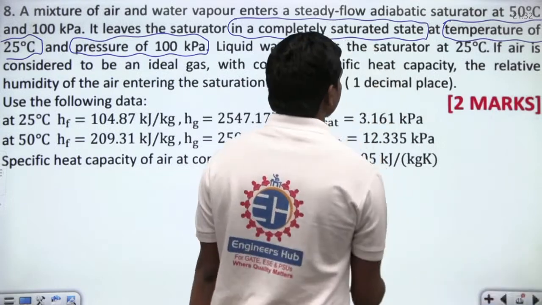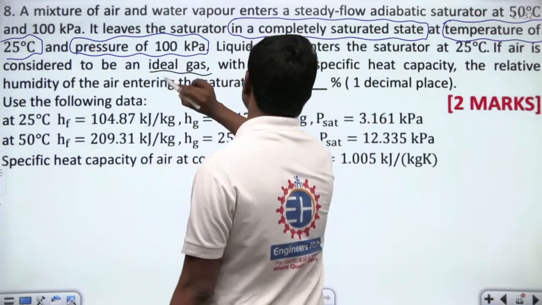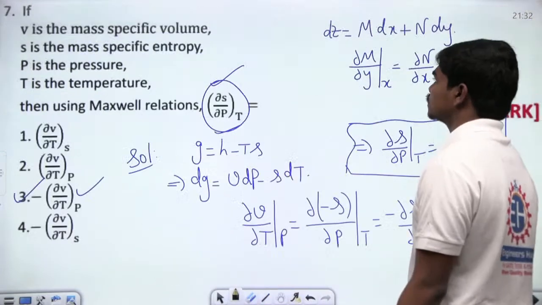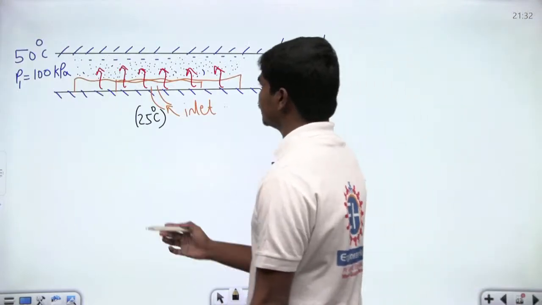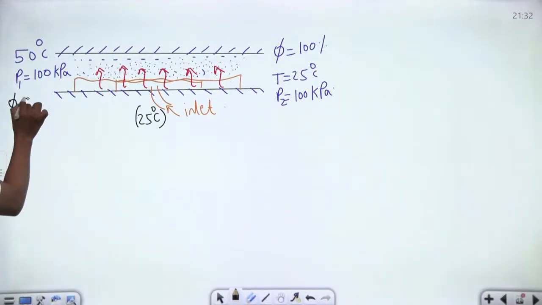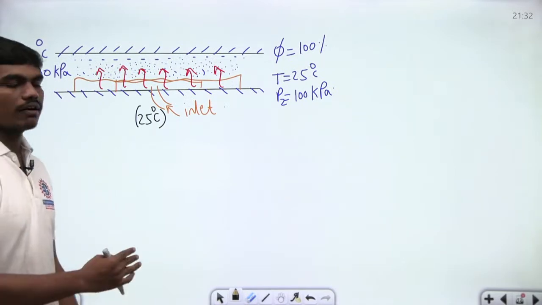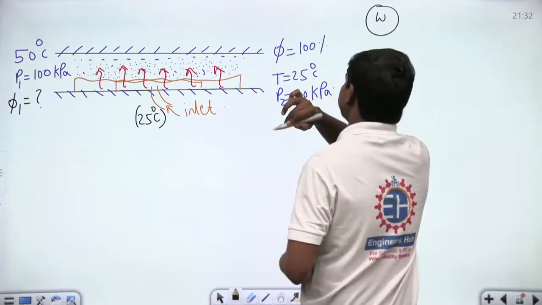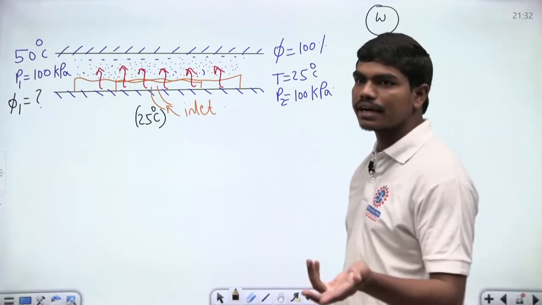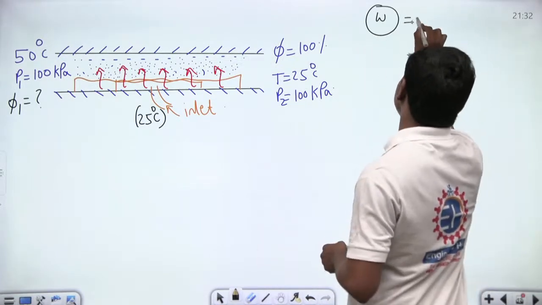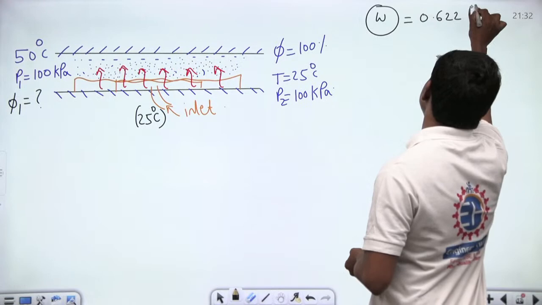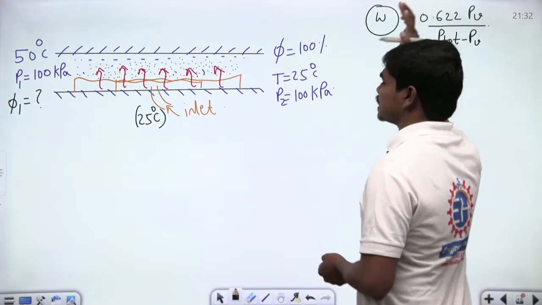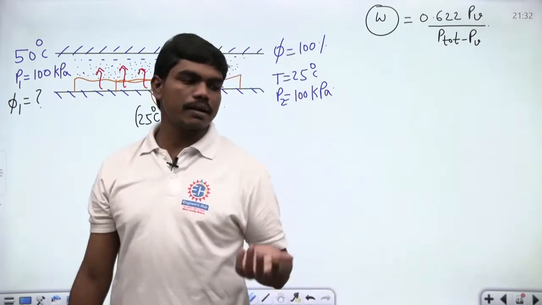Next, if air is considered to be an ideal gas, of course with constant specific heat capacity, find the relative humidity of air entering the saturator. They are asking you for phi 1, the relative humidity at inlet. How can we calculate phi 1? If we know what specific humidity is, then we come to know the relative humidity. What is the expression for specific humidity? It is 0.622 PV divided by total pressure minus PV. We derive this in our thermodynamics classes, but for the time being, we just take this.